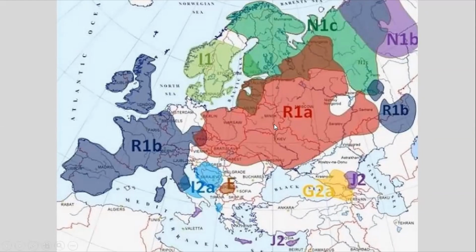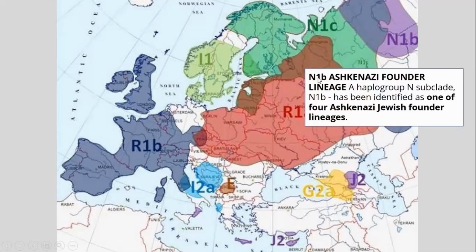Now, we also talked about Russia, but we didn't talk about these areas right here, which are really interesting. Let's get to these. Haplogroup 1B, which you see right up here in the top part of Russia, is where the Ashkenazi Jews came from. It's identified as one of the four Ashkenazi Jewish founder lineages. Look at that. This is the area they were in, and that's why so many Jews came out of Russia, because you had these pockets there.